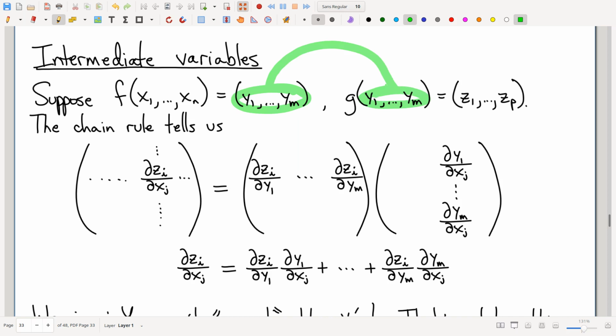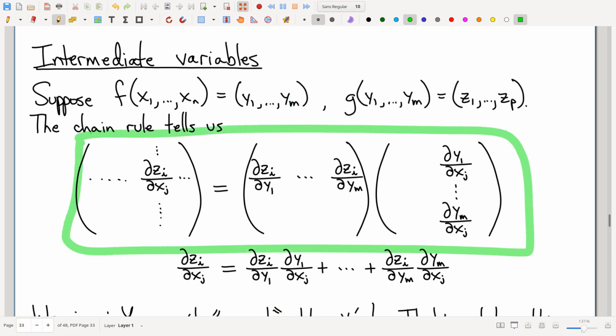Right? So we turn the x's into y's, and then we turn the y's into z's. And you can write down the matrix form of the chain rule. Here it is. I have it, you'll notice, now sort of expanded out to show what the elements look like.